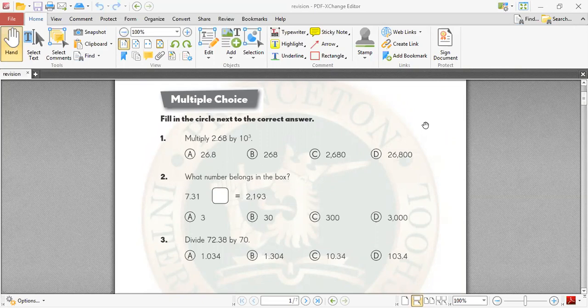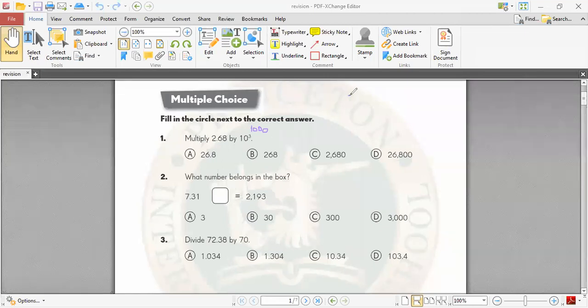If I want to multiply 2.68 by 10 to the power of 3. First of all, what do we mean by 10 to the power of 3? 10 to the power of 3 means 1 and 3 zeros beside it. So here, I'm going to multiply this number by 1000.